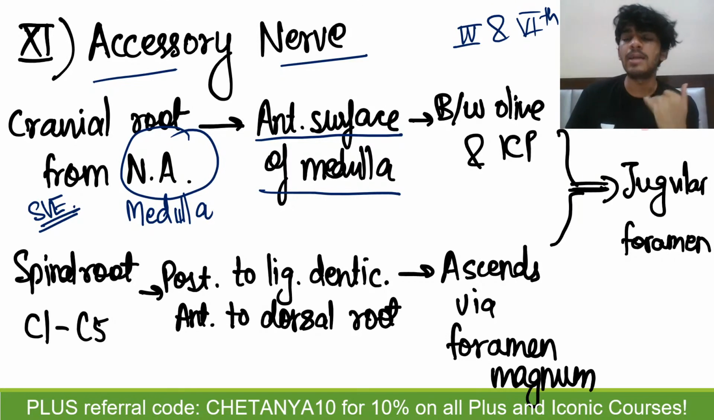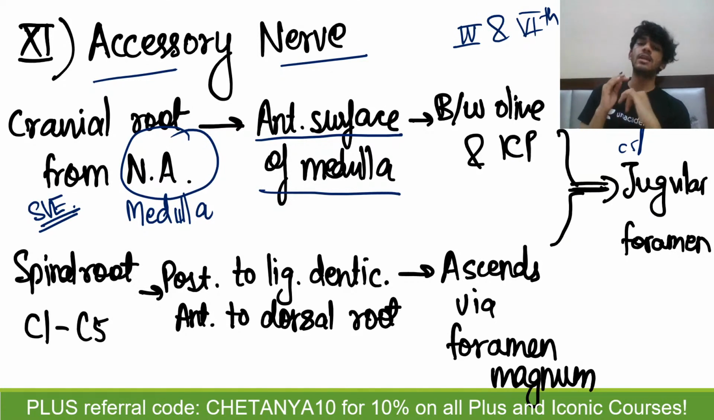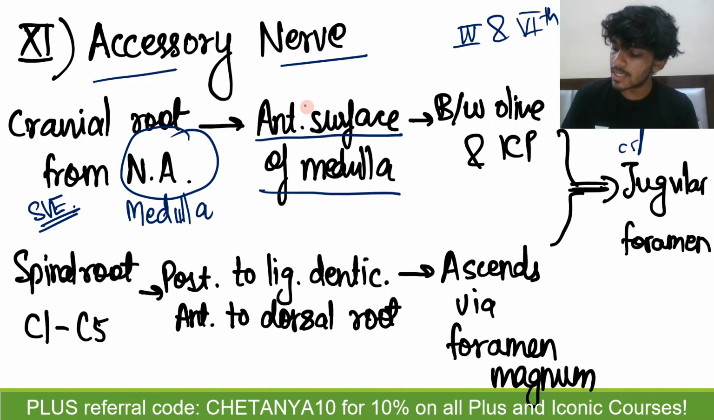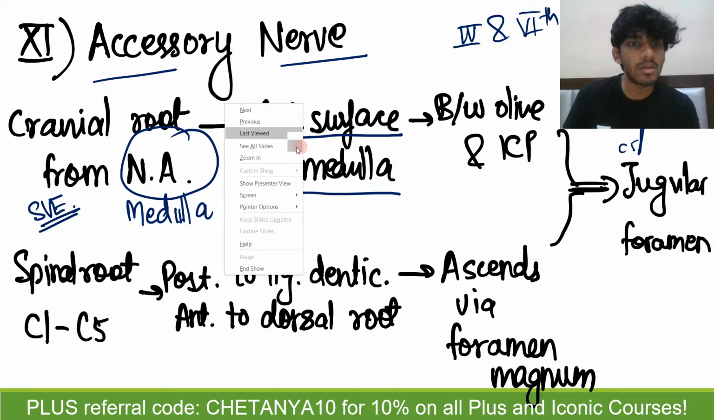Now there is also a spinal root. So there is C1 to C5. There is a spinal root of the accessory, which is posterior to the ligamentum denticulatum but anterior to the dorsal root. Now it enters through the foramen magnum first of all and then it joins here in the jugular foramen. Okay, let's look at this in a little more detail.